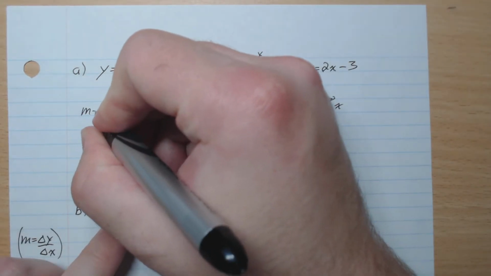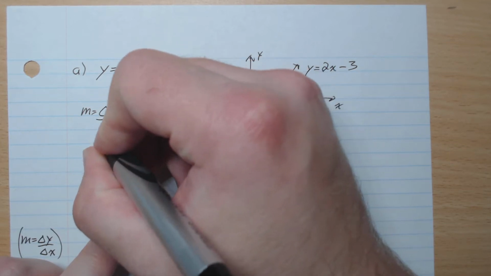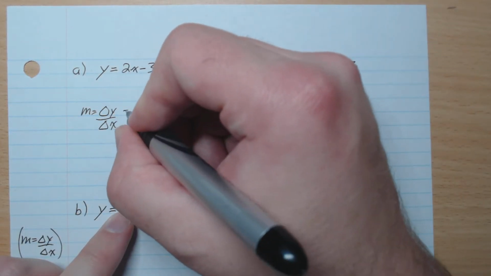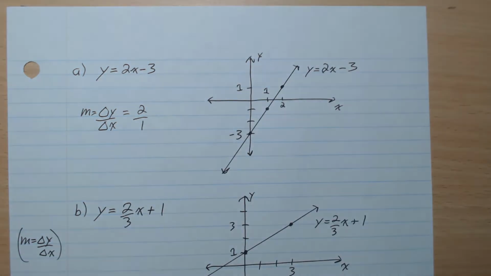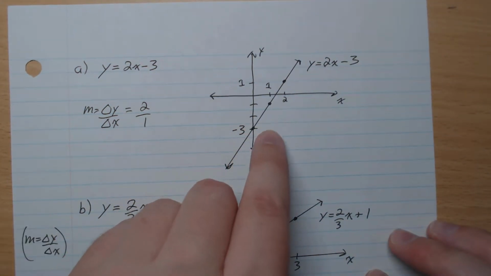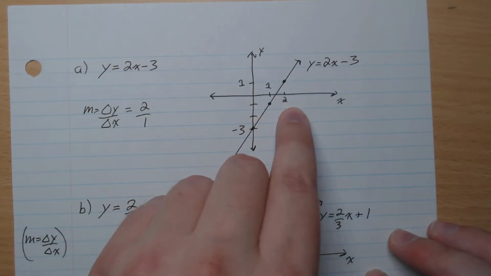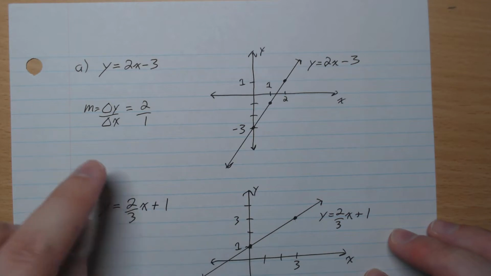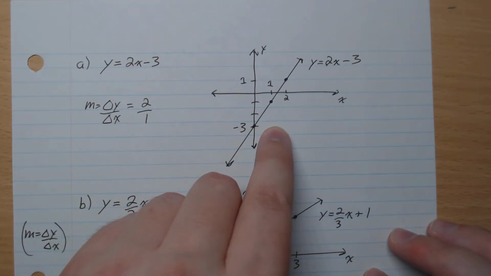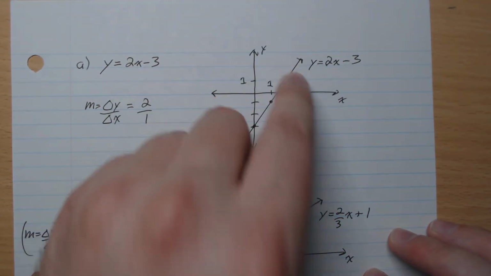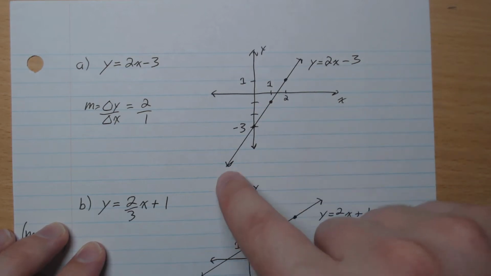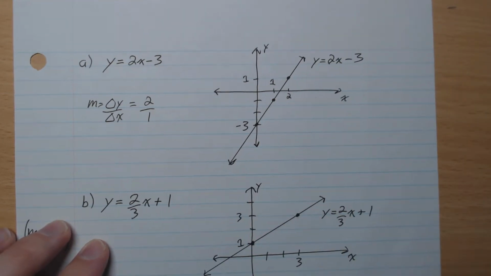Right? M is change in y over change in x. And in this case, it's 2 over 1. So we go over 1 in x, and then up 2 in y. We move by 1x, 2y. And so these are the points on the graph, and then we connect them like that.